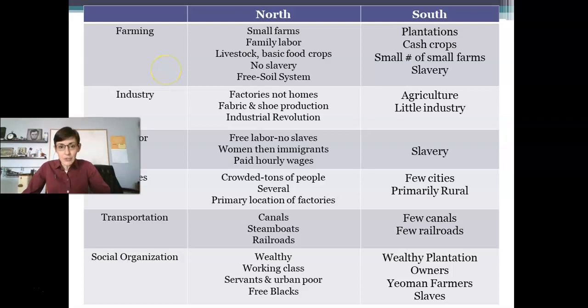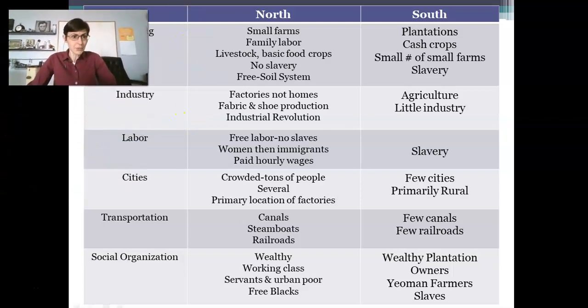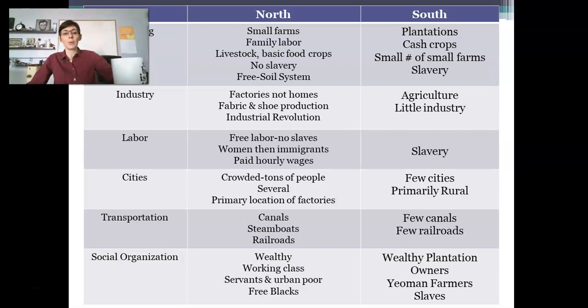When you move to industry, you have predominantly factories and not homes. You have fabric and shoe production. The Industrial Revolution played a huge role in Northern development. Again, stark contrast with the South, agriculture, very little industry, although Richmond was an industrial center, so that's going to prove important down the line. In terms of labor, obviously the South, slavery. With the North, you had free labor. There were no slaves. You had women, then immigrants were the predominant labor force, and they were paid hourly wages.